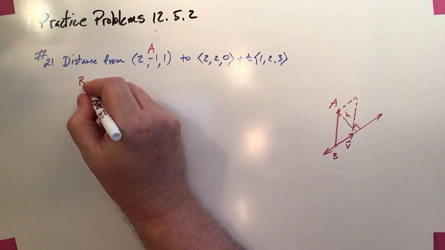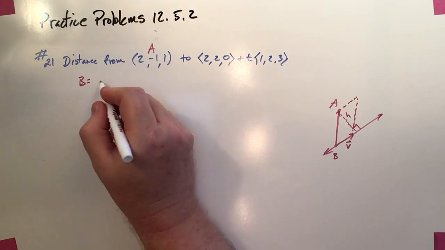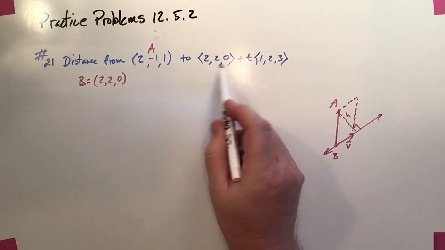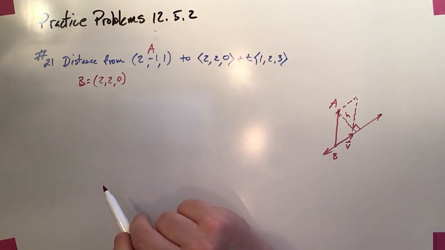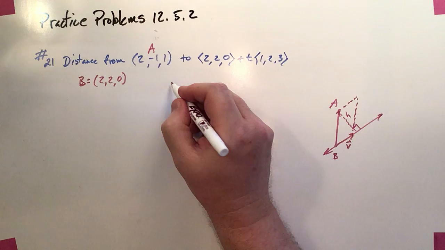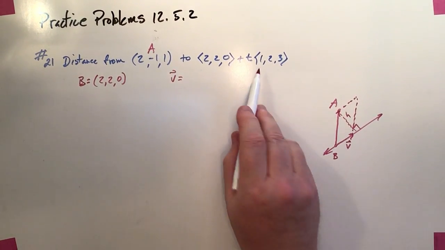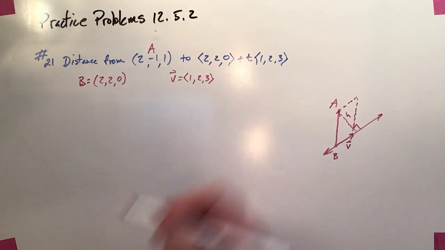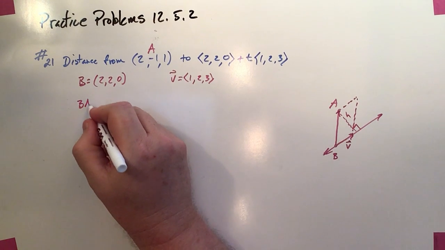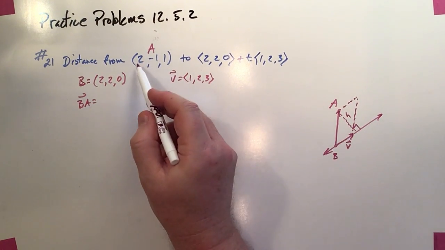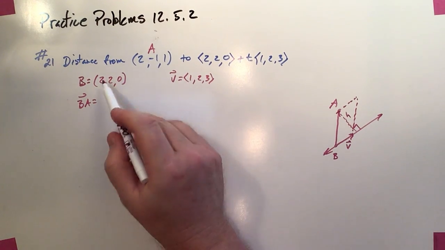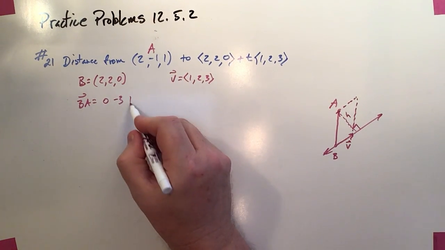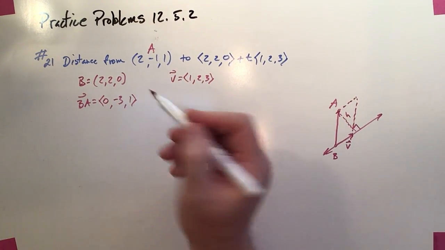I need a point B which lies on the line, and this vector will give it to me, 2, 2, 0. And the reason why that works is that this is the vector from the origin to a point on the line, so I know that point lies on the line. Next, I need the vector V, which represents the direction of the line, and there it is right there, 1, 2, 3. Okay, first we need to find vector BA, and that's just taking the endpoint A and subtracting: 2 minus 2 is 0. Negative 1 minus 2 is negative 3, and 1 minus 0 is 1. So there's the vector BA.